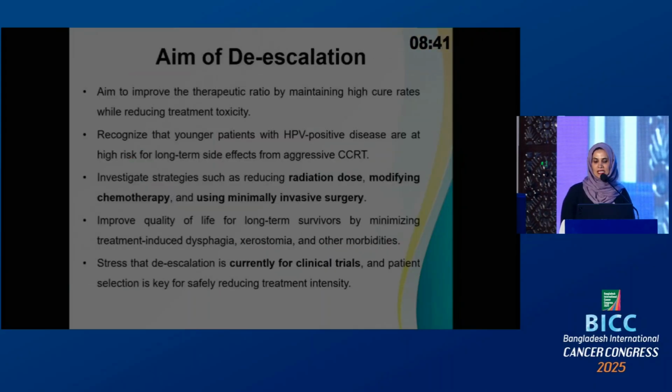Now, the de-escalation. What is the aim of de-escalation? We want to improve the therapeutic ratio by maintaining high cure rates, but we want to reduce the toxicity. Remember, those patients are usually younger and fitter, and they may live longer. So we want to avoid long-term side effects for these patients. So de-escalation strategies are reducing not only the radiation dose, but maybe also modifying the chemotherapy or using minimally invasive surgery.